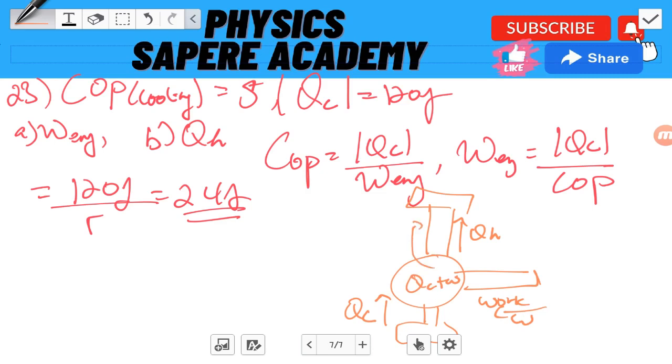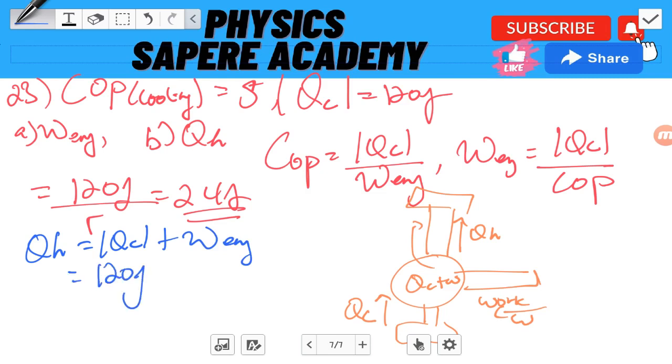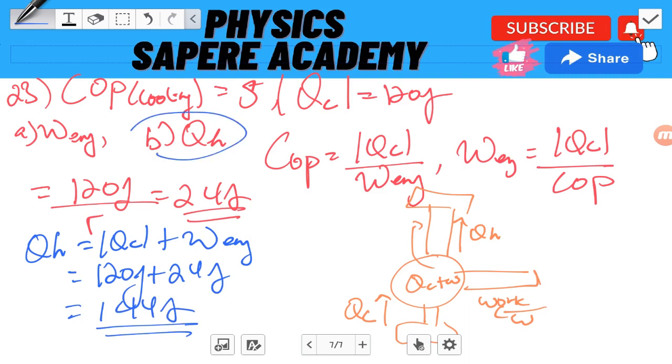And thus my value of QH, which is going to be expelled, is QC plus the work of the engine. QC is given as 120 joules plus the work done, 24 joules, so this is 144 joules. So 144 joules of heat must be removed by the refrigerator so that it can work at a COP of 5. Moving on to the next question, number 22.